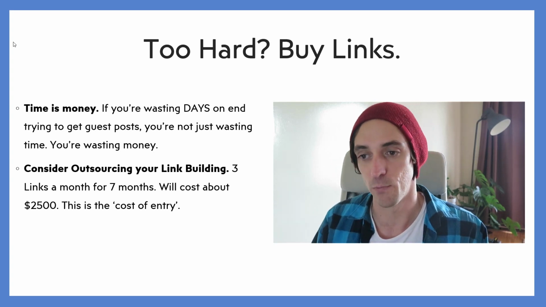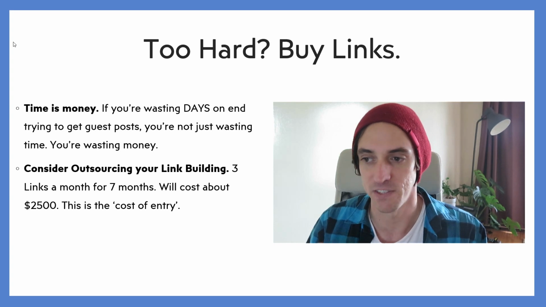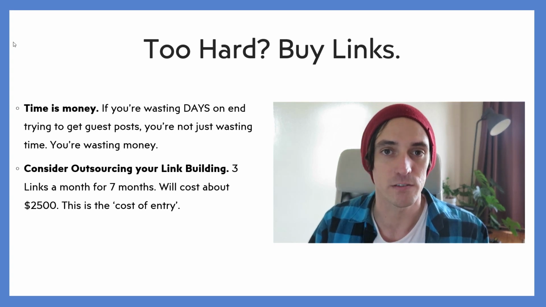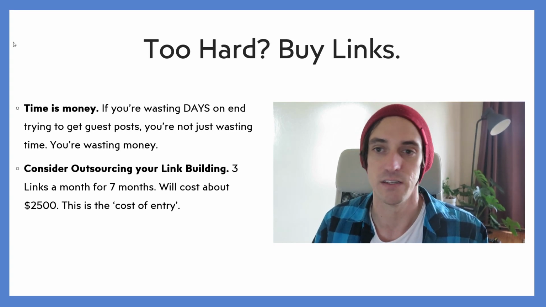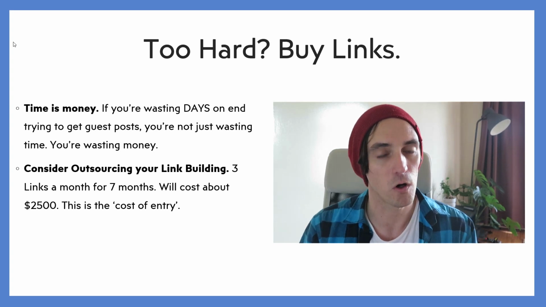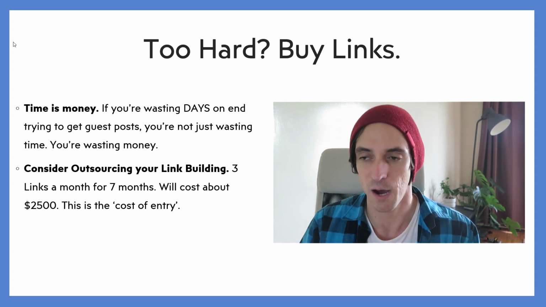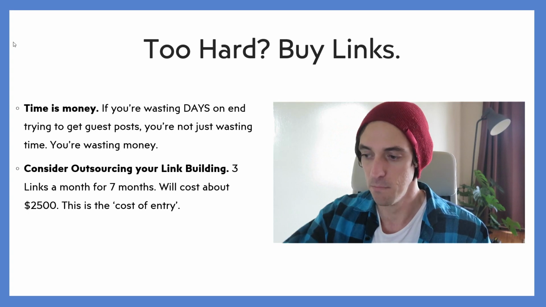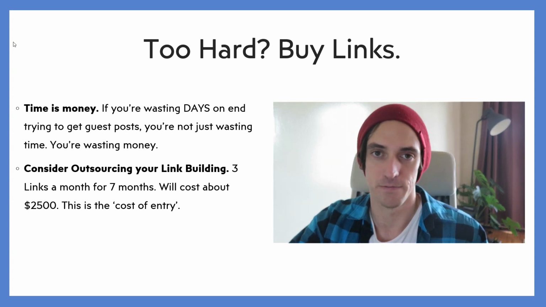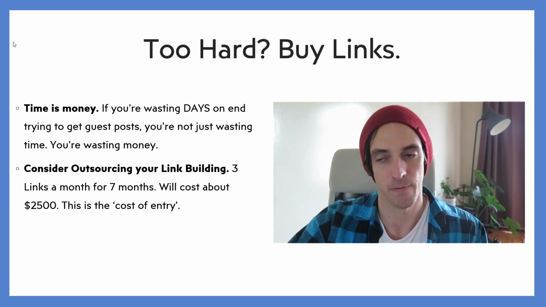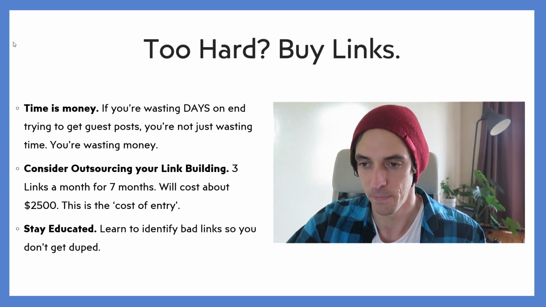One thing that I've been doing for one of my sites is 3 links a month for 7 months. That'll cost about $2,500, and I consider this to be the cost of entry. I don't go with the Hoth, I go with Rhino Rank for my link building and a couple of other people. But Rhino Rank's pretty good, and every time I get a link from them, I look at the link and it seems to be okay.